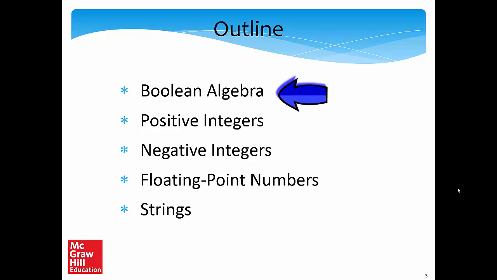So here are the five main points that we'll cover. Boolean algebra. Boolean algebra is the algebra of basic bits. How to represent positive integers with zeros and ones. How to represent negative integers with zeros and ones. How to represent numbers with a decimal point, called floating point numbers, with zeros and ones. And how to represent pieces of text, namely strings, with zeros and ones.